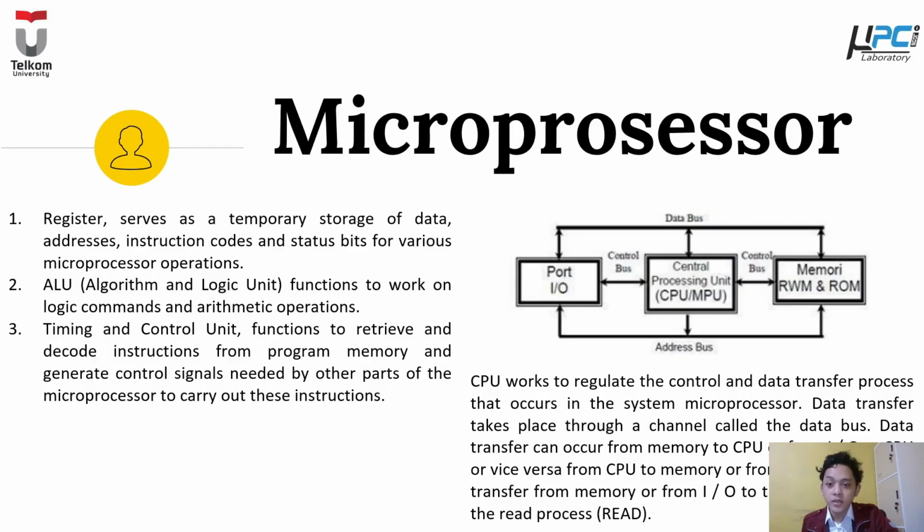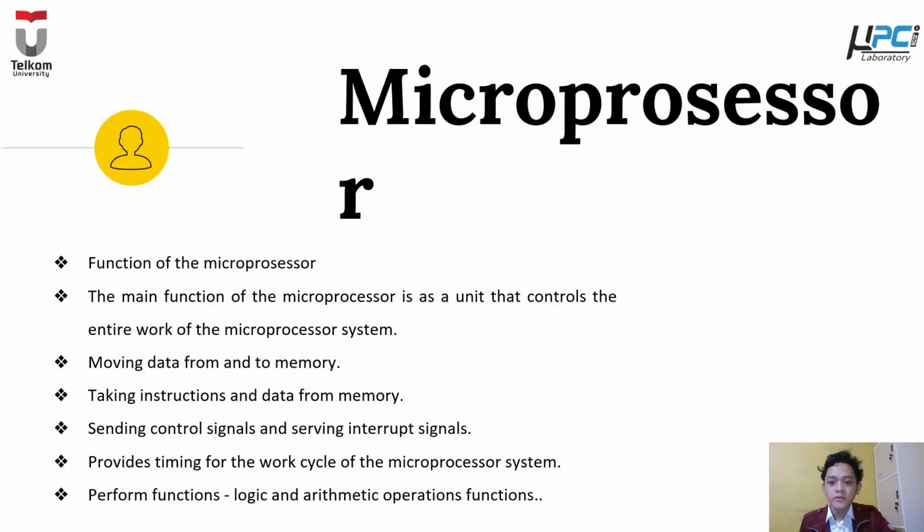So let's get to the next part. Function of the microprocessor. The main function of the microprocessor is a unit that controls the entire work of microprocessor system, moving data from and to memory, taking instruction and data from memory, sending control signals and serving interrupt signals, provided timing for the work cycle of the microprocessor system. And the last one is to perform logic and arithmetic operation unit function.